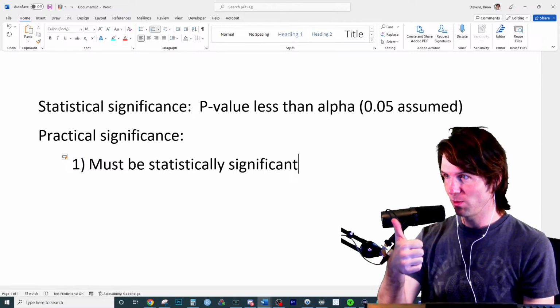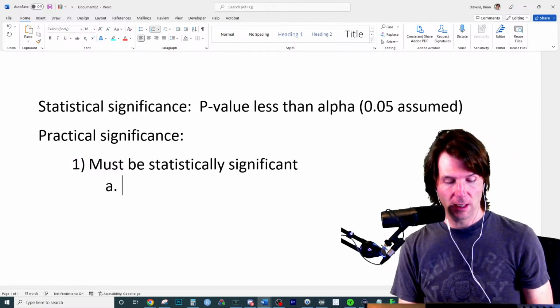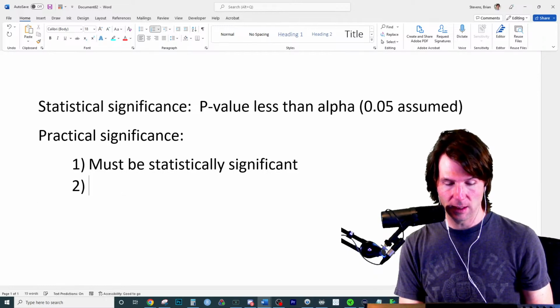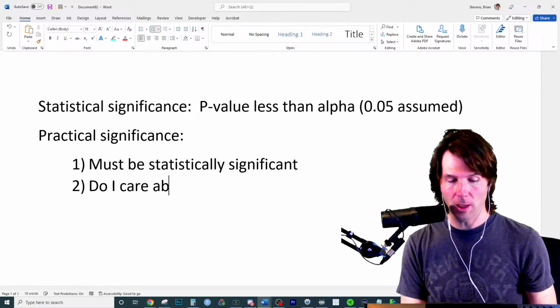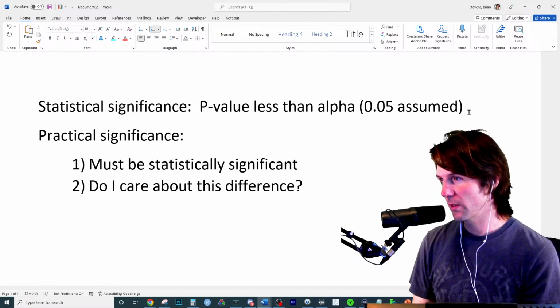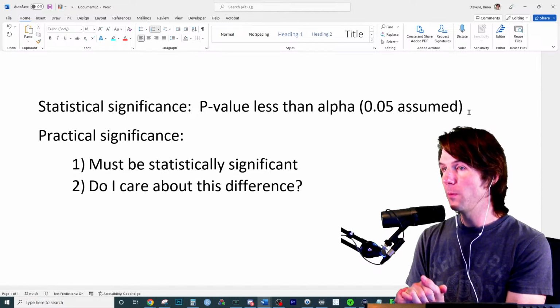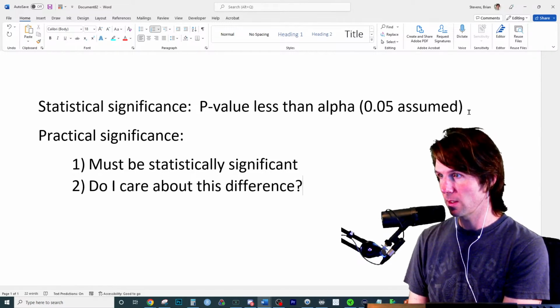And I think what you said is correct. Yours could be practically significant. And then the next thing is, do I care about this difference? This is the hard part. So yours could be practically significant because it is statistically significant.